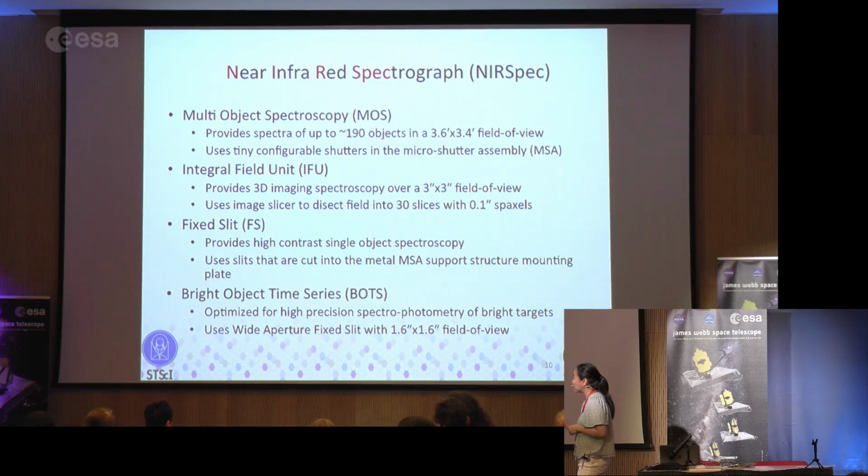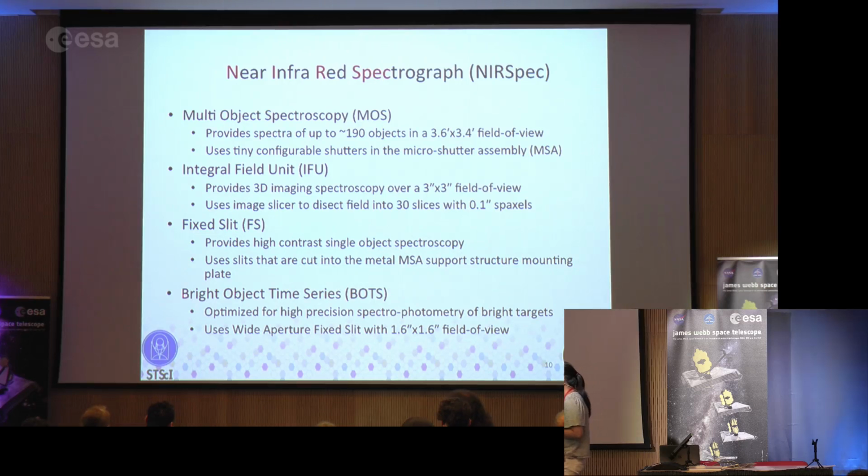It also has an image slicer, so an integral field unit, which provides 3D imaging spectroscopy of a 3 arcsecond by 3 arcsecond field of view, corresponding to spaxels that are about 0.1 arcsecond. There's also a fixed slit, which provides high contrast single object spectroscopy. This uses slits that are cut into the metal MSA support structure.